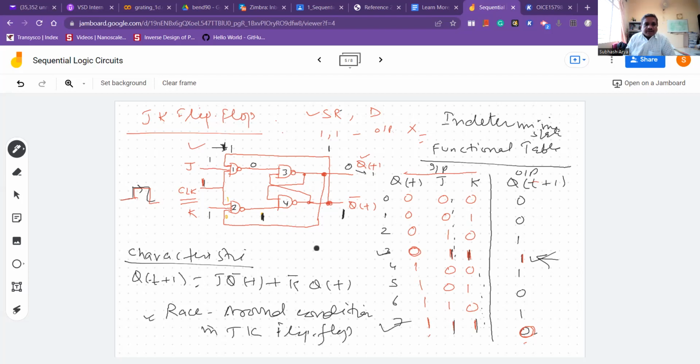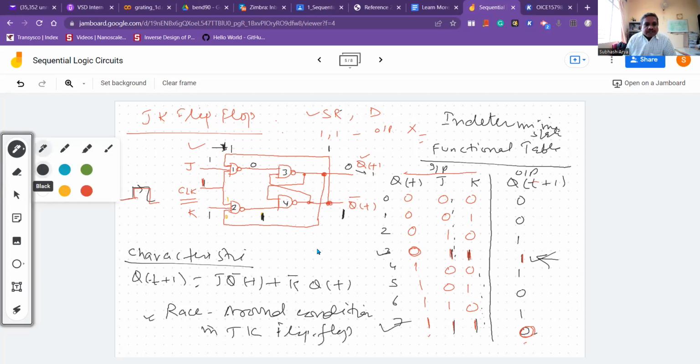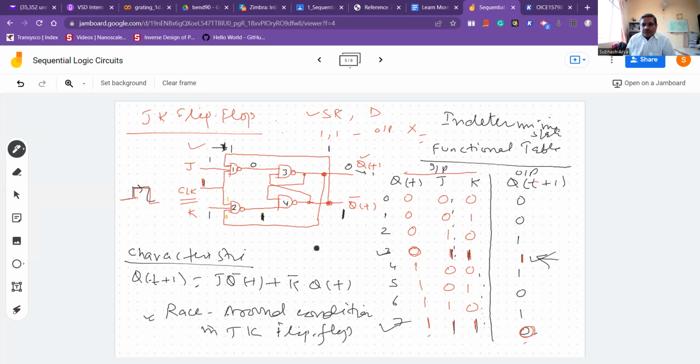We are discussing this JK flip-flop. So the circuit diagram of the JK flip-flop is here. You can see we have two cross-coupled gates, gate 3 and 4, and 1 and 2 are the inputs.